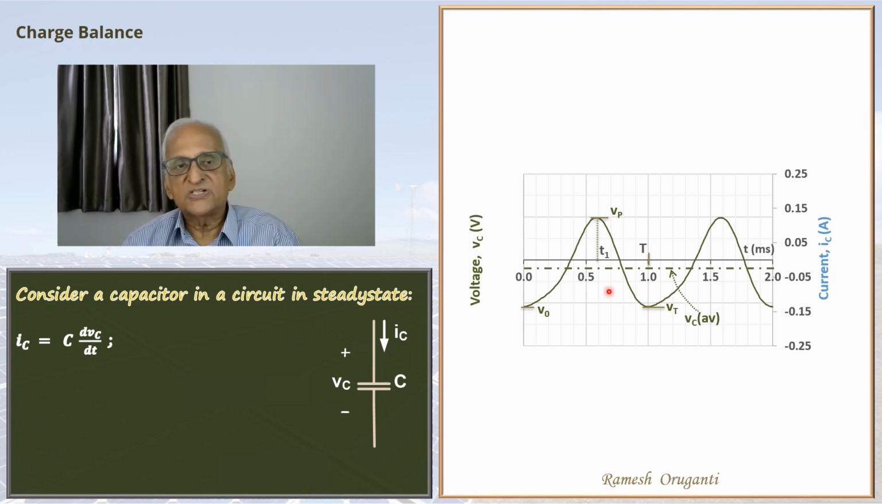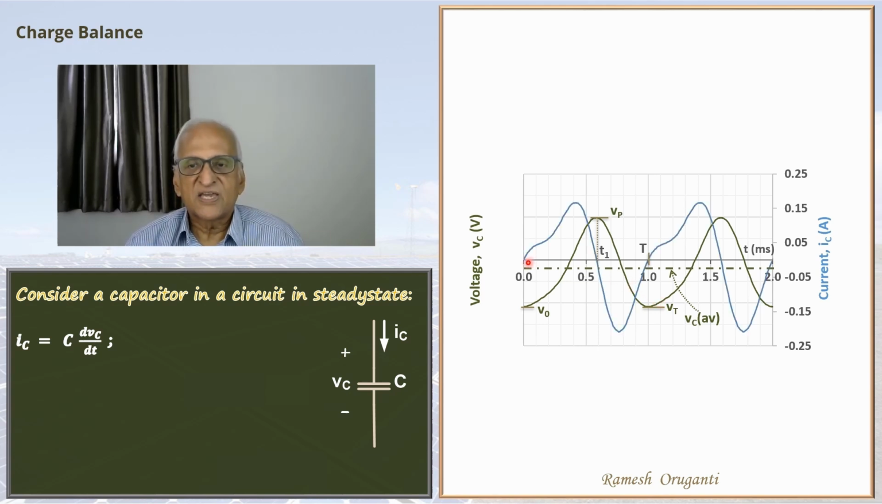At t equal to capital T, once again IC will become 0 because dVc by dt is again 0. So let's see how we have done in guessing the current waveform. And you can see that the current waveform is as we expect. It starts from 0 here, reaches a peak here, and then comes back to 0 here at t equal to t1, and then goes negative, reaches a negative peak here, and then returns here at t equal to capital T.